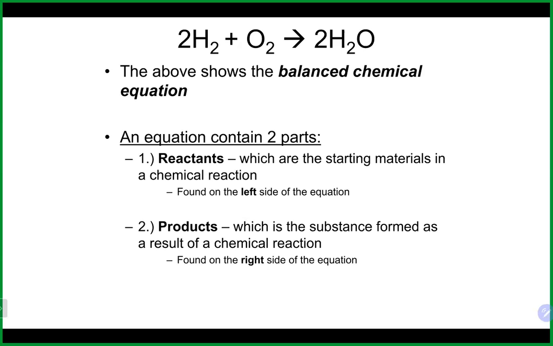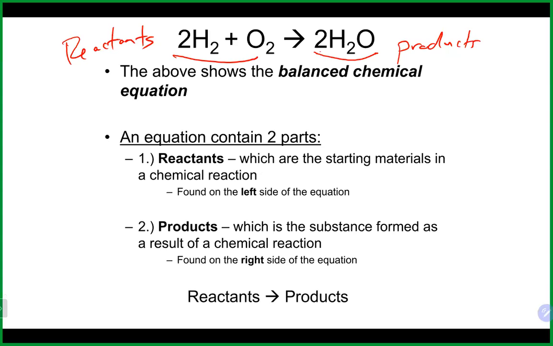When we have a chemical reaction, the left-hand side of the arrow are reactants. These are our starting material in a chemical reaction. On the right-hand side of the arrow are our products, which are what is formed as a result of this chemical reaction taking place. A chemical reaction is a chemical change, which means what we start with and what we end with are two fundamentally different things.